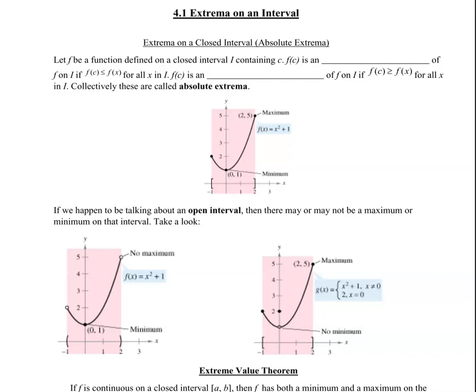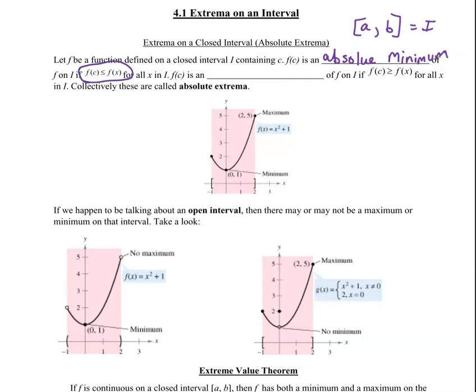It says, let f be a function defined on a closed interval I. So I is the interval. So the interval might be from A to B, for example, is what they mean. And it contains C. So C is the x value inside this interval. F of C is an absolute minimum of the function in the interval if this is true.